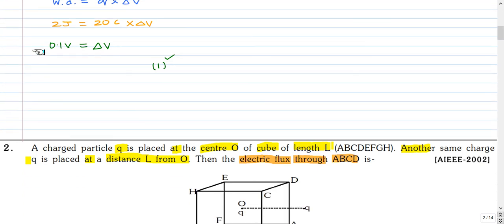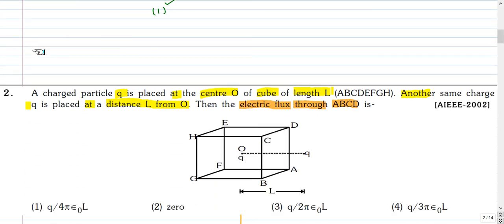This is the next question. A charge particle Q is placed at center O of cube of length L, A, B, C, D, E, F, G, H. Another same charge Q is placed at a distance L from O. Then the electric flux through A, B, C, D is. 4 options are given. You can pause and attempt this question.